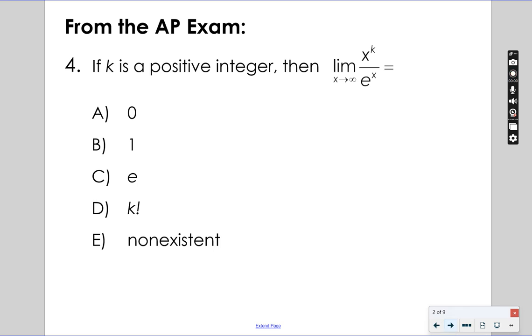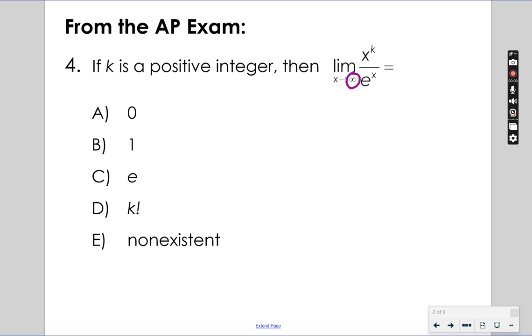Okay, this problem here, this is from a past AP exam. So I notice it says the limit as x approaches infinity, so I'm thinking end behavior. x to the k, if k is a positive integer. So I have no idea what number it is, but k is a number. So I'm thinking a polynomial type. Could be x squared, could be x to the millionth power. And then we have e to the x on the bottom.